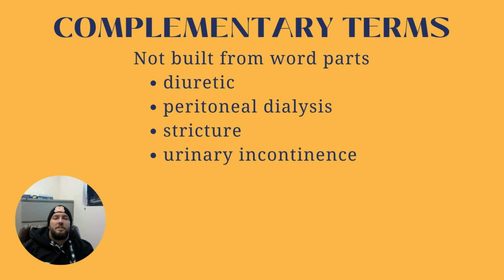A stricture is an abnormal narrowing, such as a urethral stricture, which is a narrowing of the urethra. It makes it difficult to urinate. Urinary incontinence is the inability to control the bladder, causing leakage of the urine.